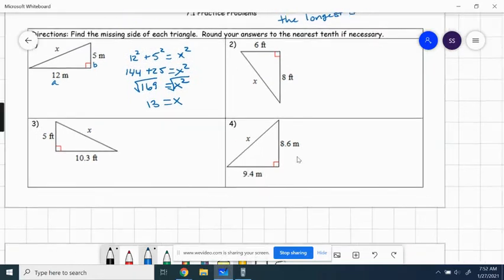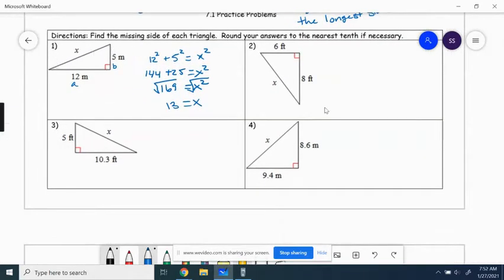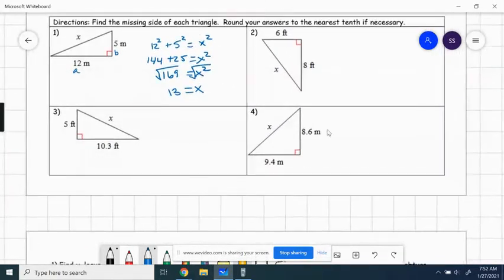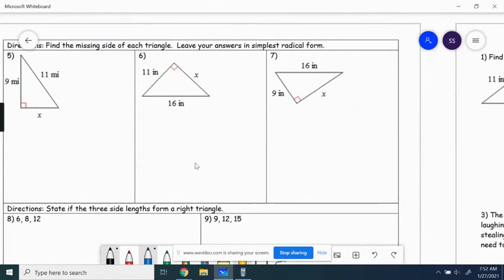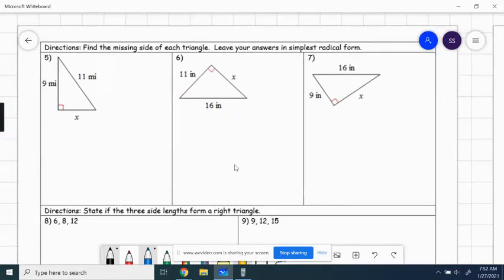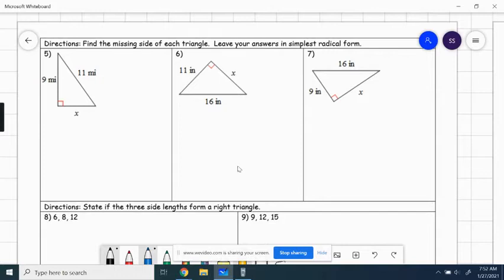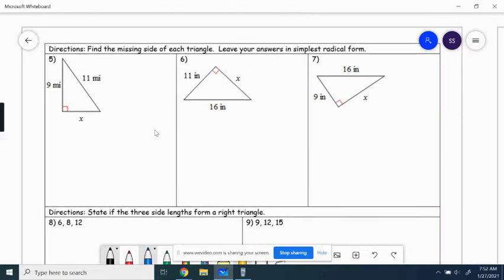Okay, looks like for all of those you're finding the hypotenuse, so you're looking to find the c squared term, okay? 5 through 7 looks like we're finding one of the other legs. So for 5, we're going to call this one C. A and B doesn't matter. I'm going to make this A and this B. So let's write this out as 11 squared is equal to 9 squared plus x squared.